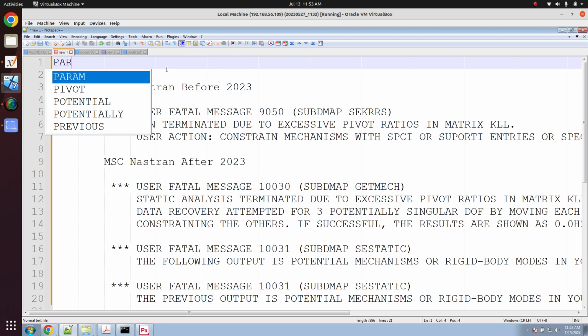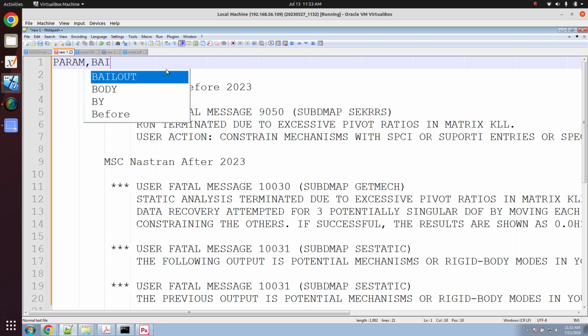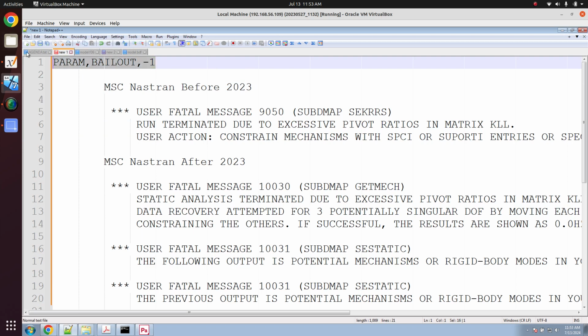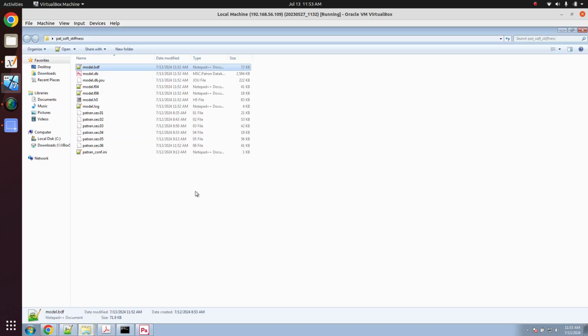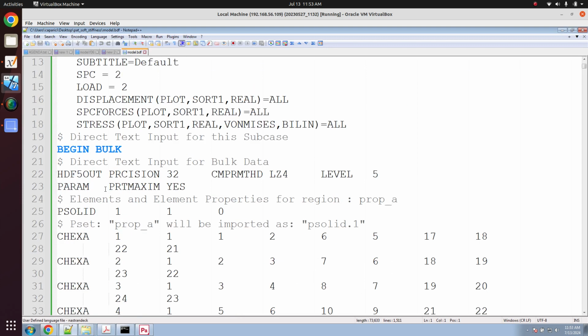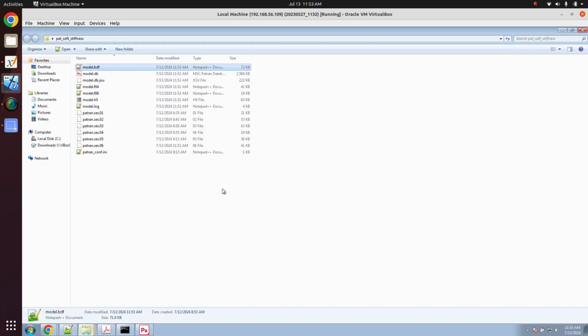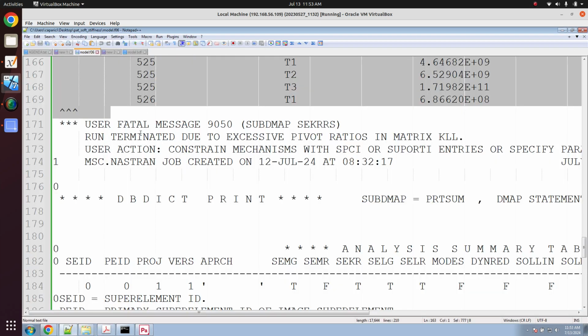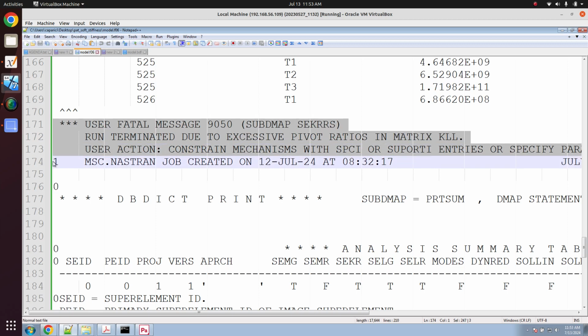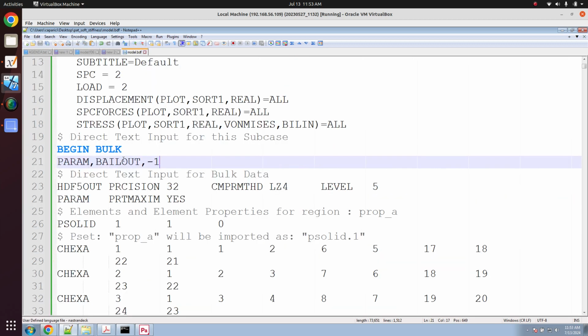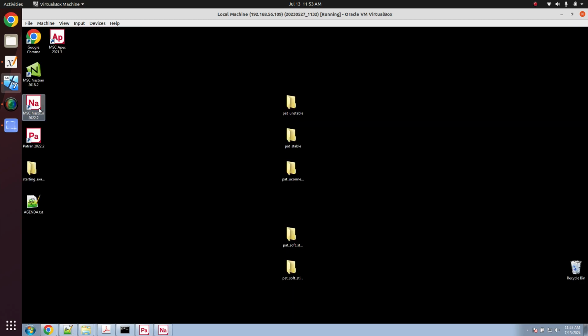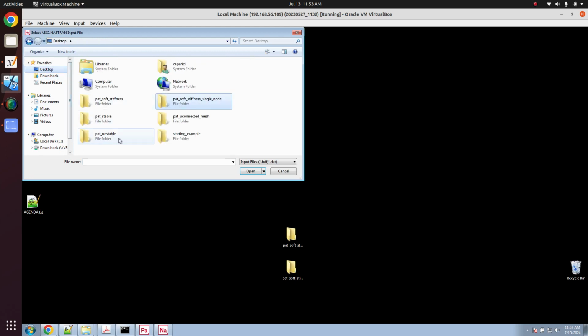Now, how do you bypass this message if you want to go forward with it? You could do what's called PARAM BAILOUT -1. So let's go ahead and copy this. Let's go ahead and open that bulk data file. Let's go ahead and paste it here. And if we look at the F06 file, we still get that user fatal message, but now we've added PARAM BAILOUT -1. Let's go ahead and run Nastran with that PARAM BAILOUT entry.